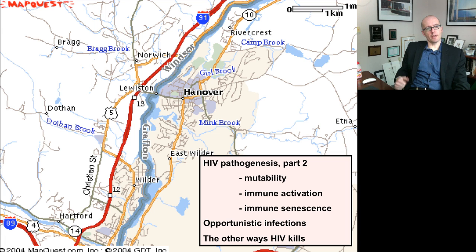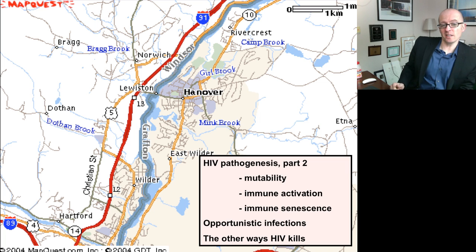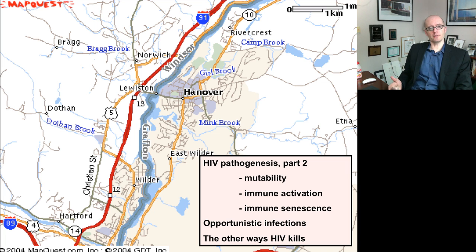We're going to talk about HIV pathogenesis and just come back to some of the major concepts there. And then we're going to go to what that leads to. What are opportunistic infections? And then we know now that infections are not the only way that HIV kills people, so what are those other ways?